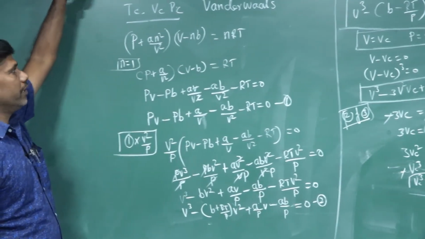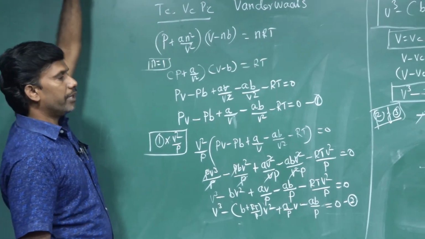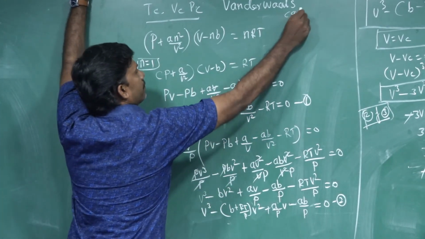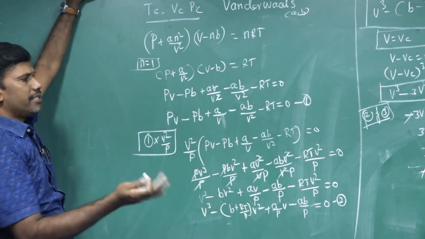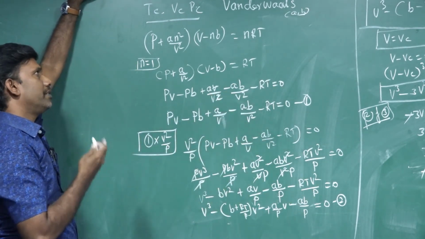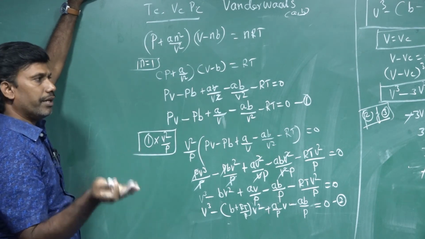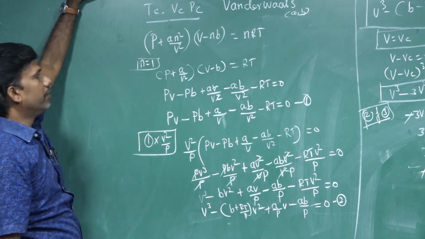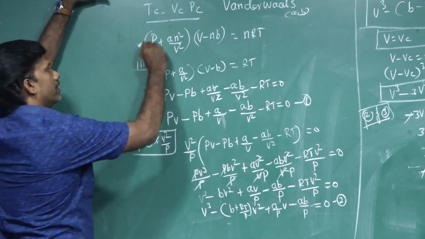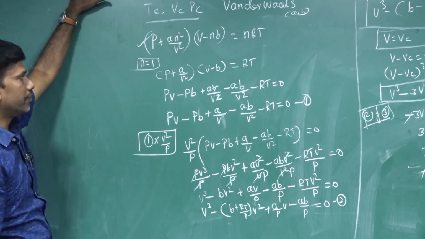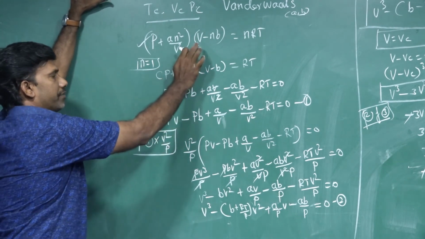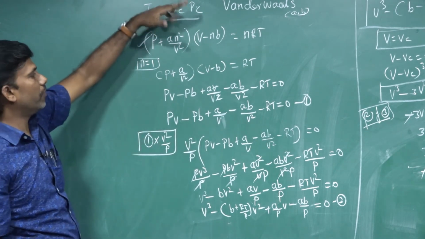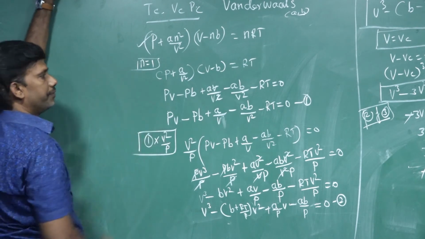We are going to derive TC, VC, PC by using the van der Waals constants A and B. This is interconvertible. If you know TC, VC, PC, you can calculate A and B. If you know A and B, you can calculate PC, VC, TC. It is a double-purpose derivation. First of all, I am writing the van der Waals equation, the complete form for n number of moles. For n equal to 1, if you substitute n equal to 1, the equation will become like this.